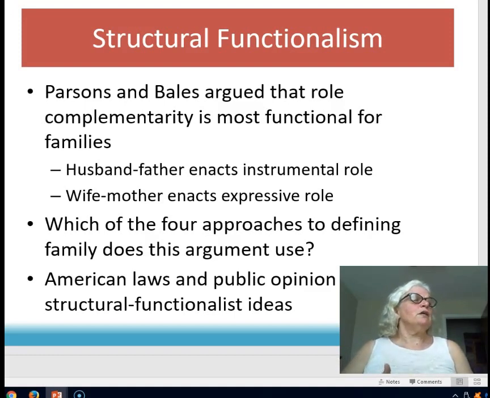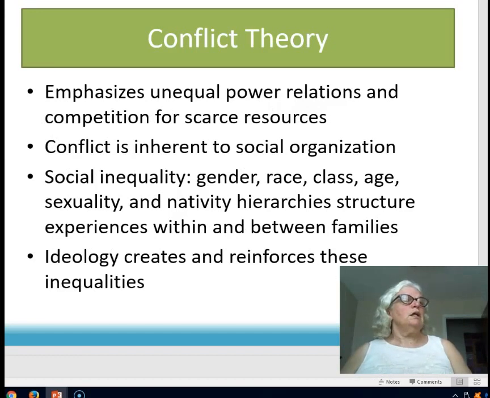And most sociologists use this as a base to look at the structure, but few stand on the board to say that we need to return to this clear, not moving structure. Now, conflict theory is based in Karl Marx, and from that it has grown greatly, but it emphasizes the unequal power relation and competition for scarce resources.